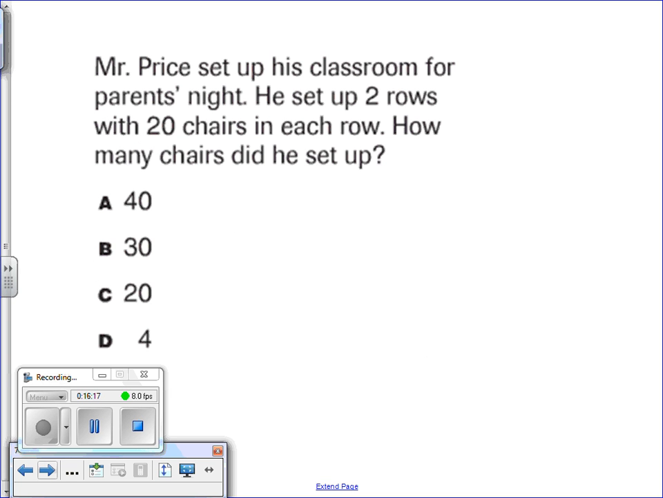Mr. Price set up his classroom for Parents' Night. He set up 2 rows with 20 chairs in each row. How many chairs did he set up? 2 rows, 20 chairs in each. How many chairs? Tell me the equation and the answer. Joanna.